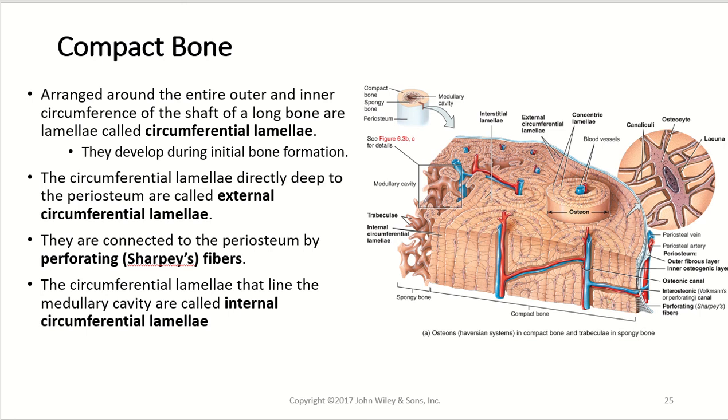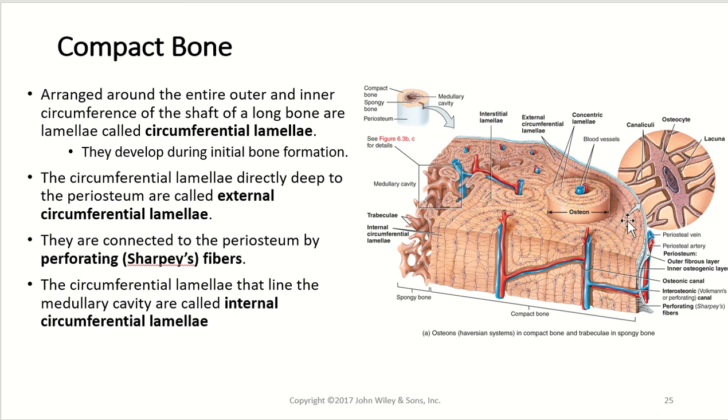Then arranged around the center, around the entire outer and inner circumference of the shaft of the long bone, which you can see here, are going to be lamella called circumferential lamella, and these are going to develop during the initial bone formation process. The circumferential lamella that are directly deep to the periosteum are called external circumferential lamella, and then on the inside, lining the medullary cavity, they would be called internal circumferential lamella.